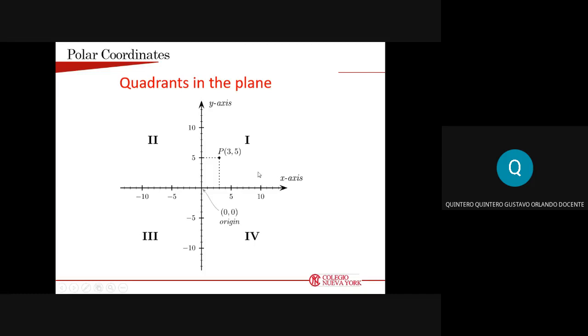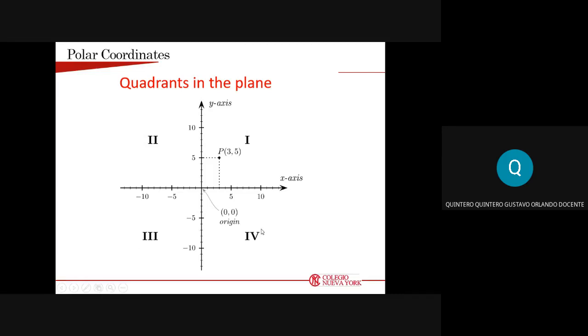What are those? What are these quadrants? Pretty simple. Look, quadrant number 1, this one right here in the corner, right? Quadrant number 1. Quadrant number 2, the one to the left, right? Quadrant number 2. Quadrant number 3, right under that one. And quadrant number 4, right to the right.